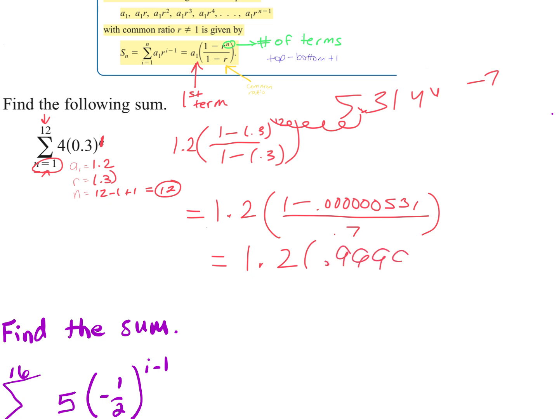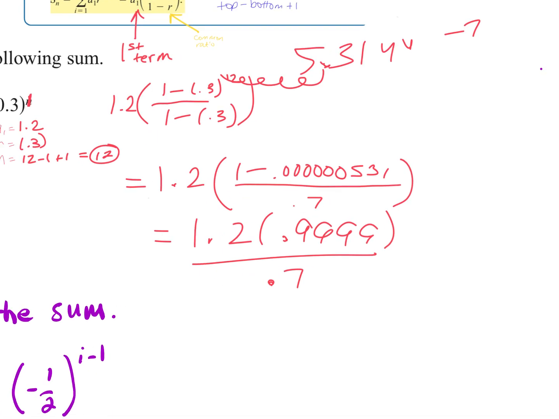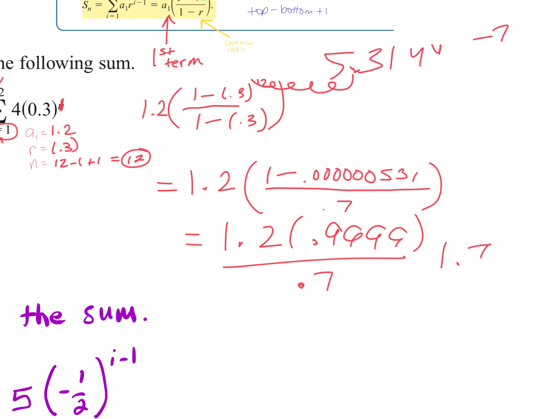Like this. All right. Okay. We can abbreviate it, and then divide it by what? 0.7. So now we have 1.2 times 0.9999. Just give it a couple nines, and then hit enter, divided by 0.7. You get about 1.714.